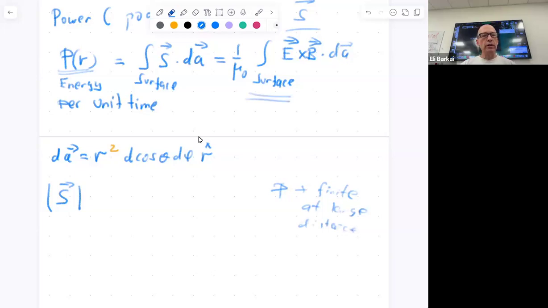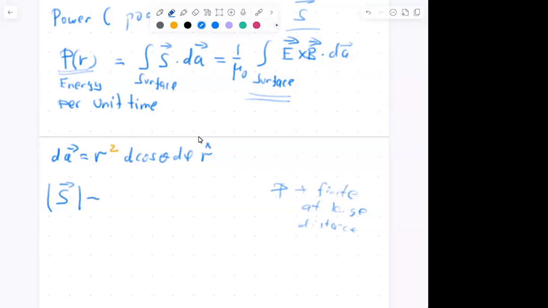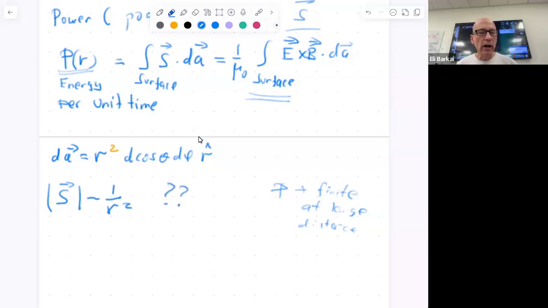Remember, the integration here is over the sphere. R is fixed in this integration. So what do I need from S to get something really beautiful? Can anyone answer? 1 over r squared. Good. We need, let's put a question mark at this stage, 1 over r squared. If I get 1 over r squared, welcome modern world. If this is not true, we cannot communicate. We cannot have x-rays, all the beautiful things that you take for granted, but it's not so obvious.